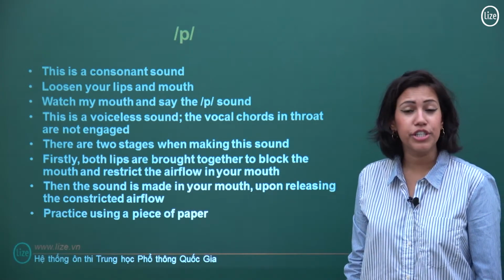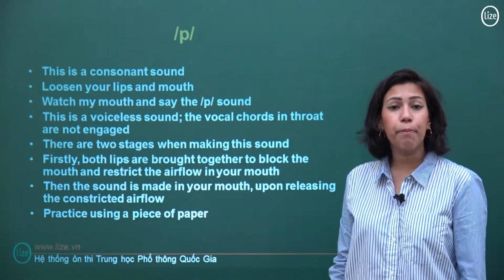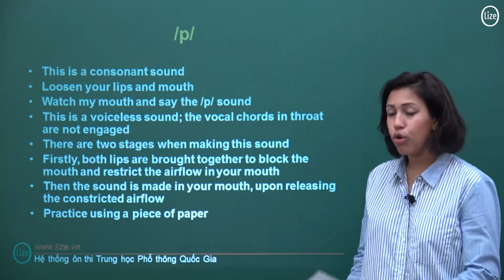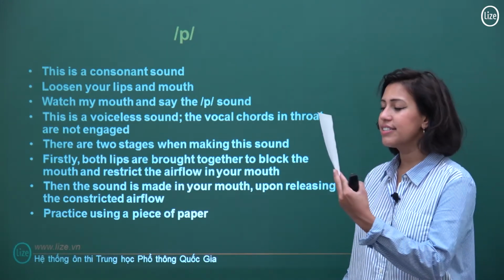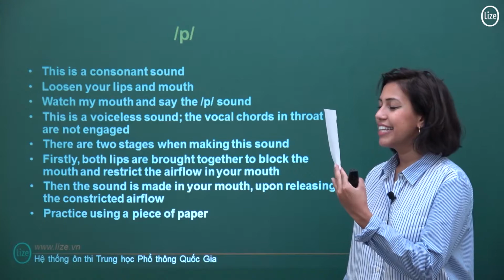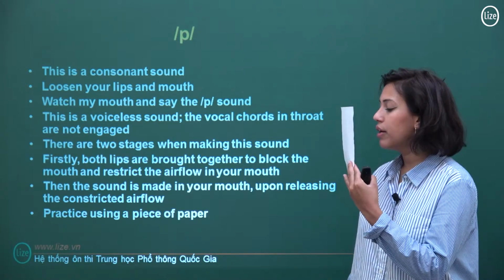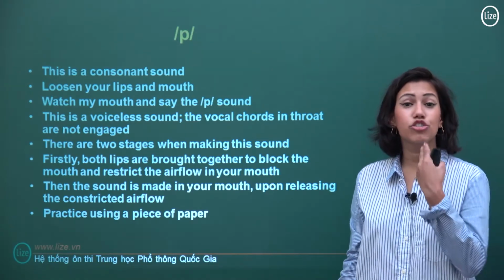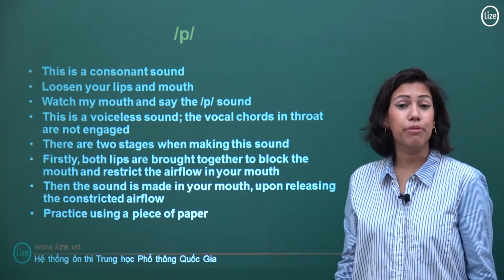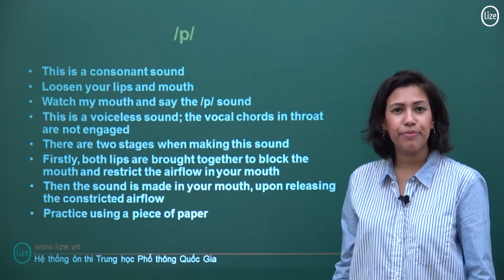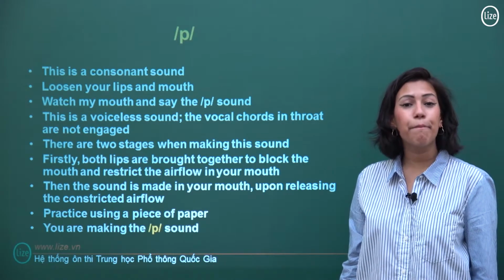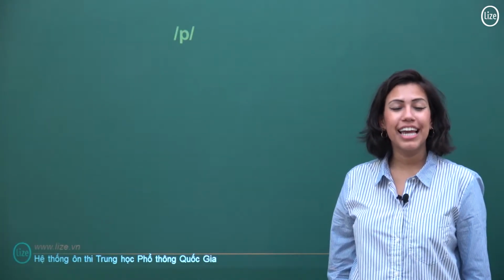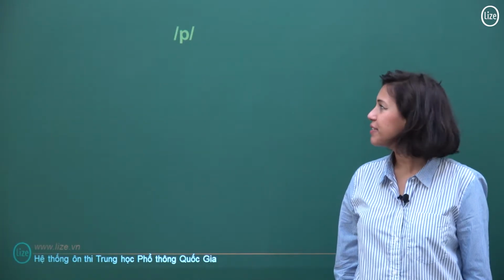We can practice using a piece of paper to show that the P sound is voiceless or unvoiced. You can actually hold a piece of paper in front of your mouth like this. As you can see, it is still, and then when you say P, P, P, the paper very clearly moves. This is due to the release of air making the paper move as you open your lips. P. Okay, we are making the P sound. P.